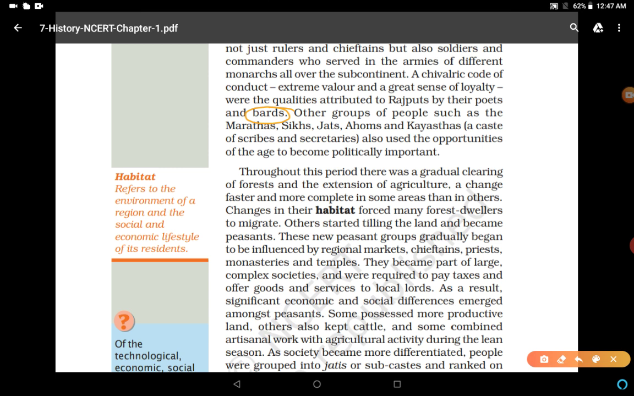Other groups of people such as Marathas, Sikhs, Jats, Ahoms, and Kayasthas also used the opportunities of the age to become politically important. Kayasthas were a caste of scribes, those people who used to copy manuscripts, and secretaries. All these kinds of people wanted to become politically important.